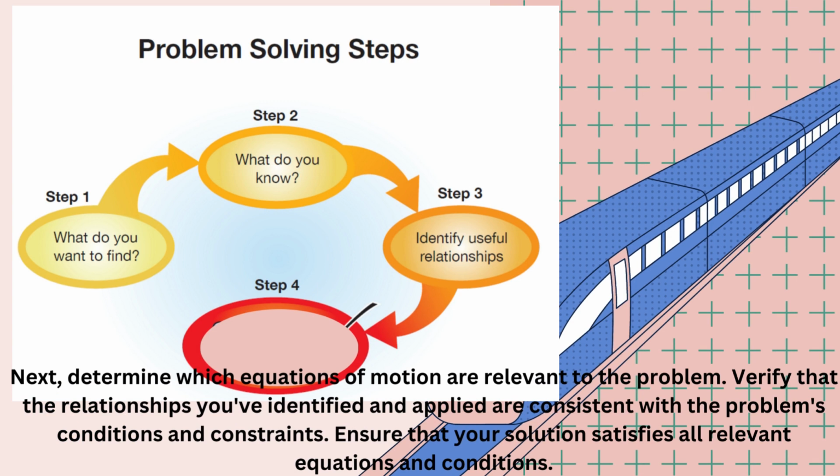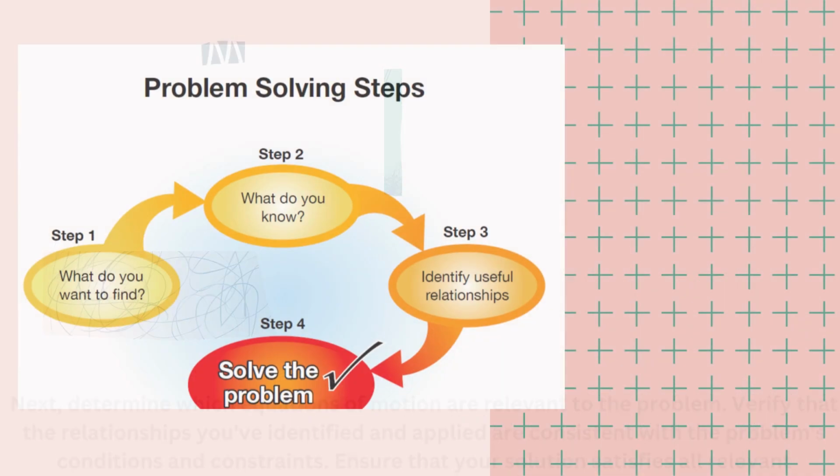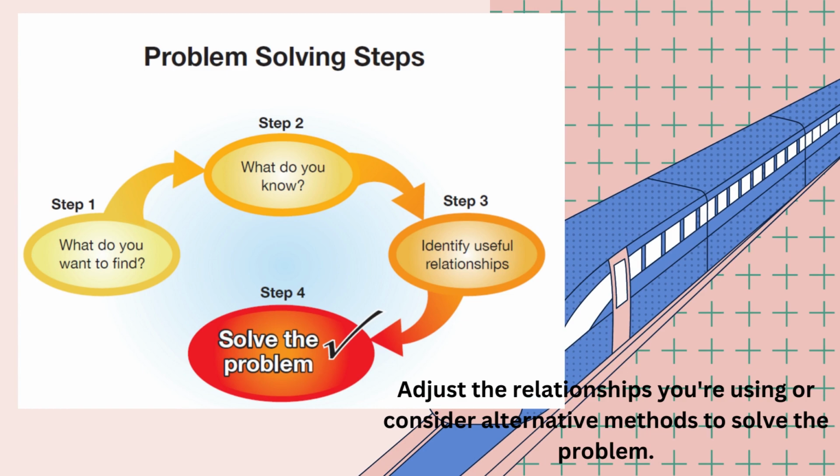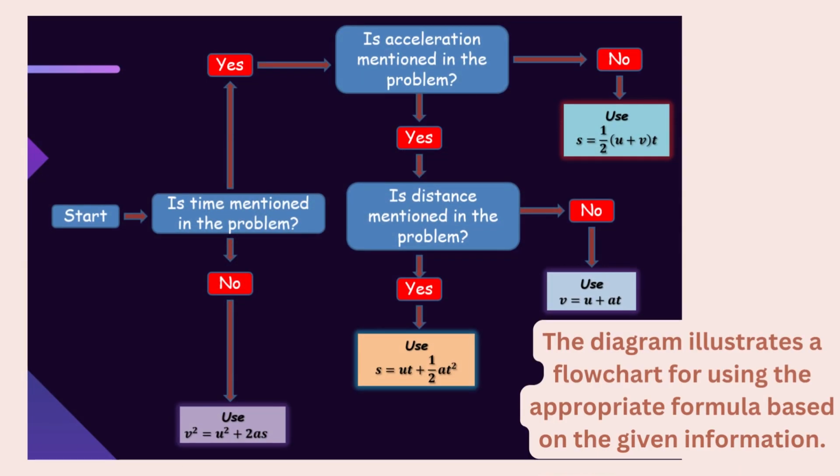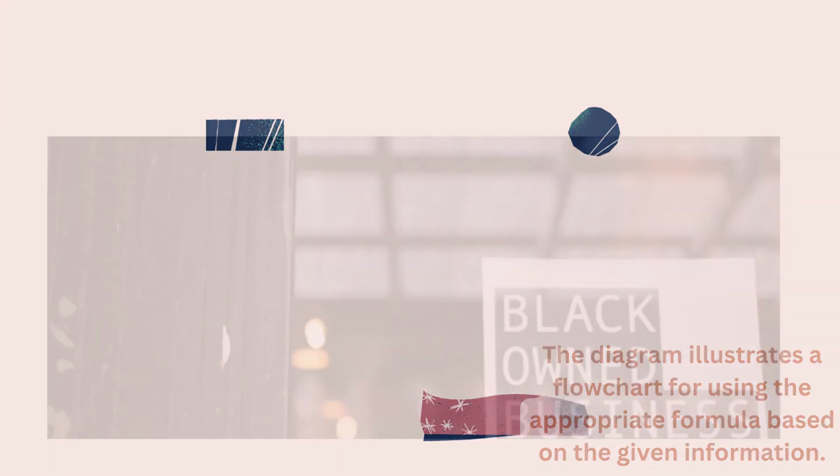Verify that the relationships you've identified and applied are consistent with the problem's conditions and constraints. Ensure that your solution satisfies all relevant equations and conditions. Last, adjust the relationships you're using or consider alternative methods to solve the problem. The diagram illustrates a flowchart for using the appropriate equation of motion based on the given information.